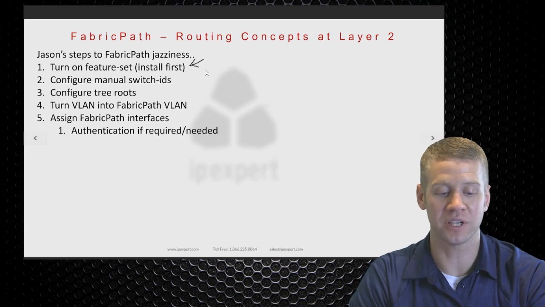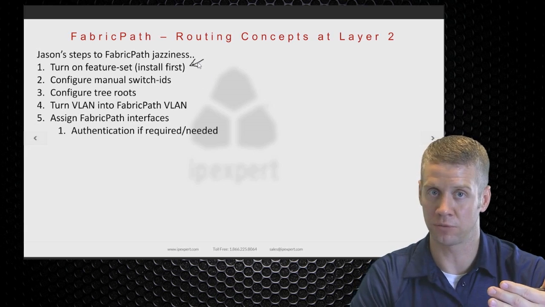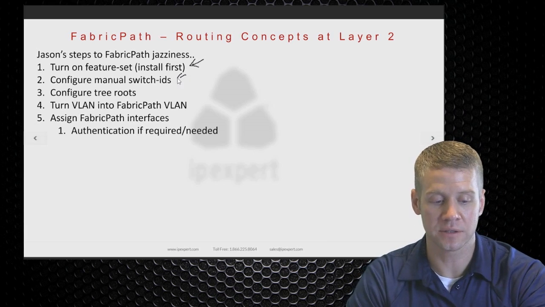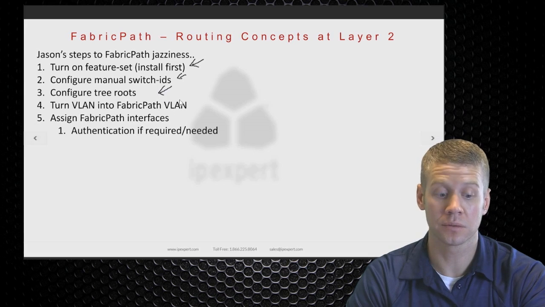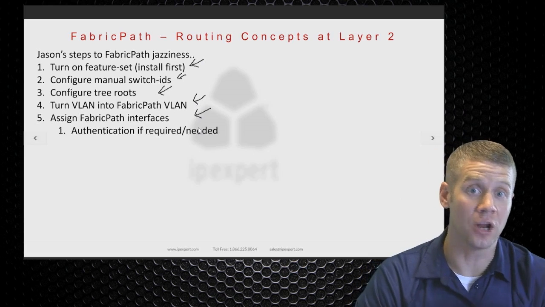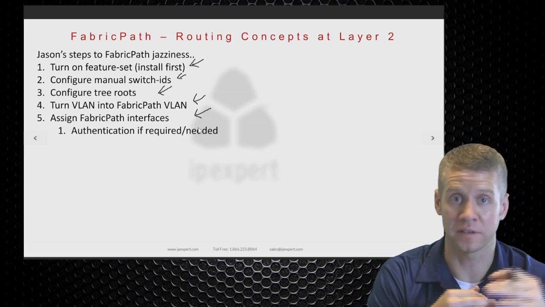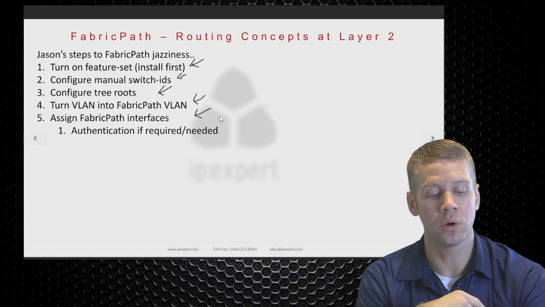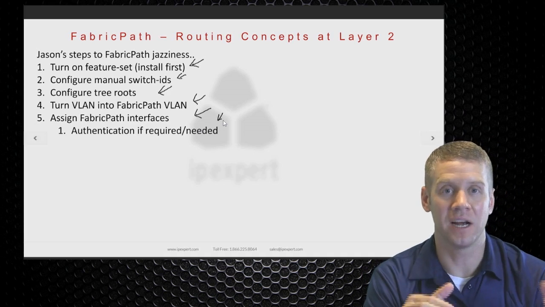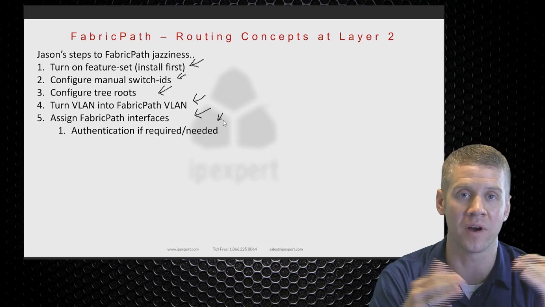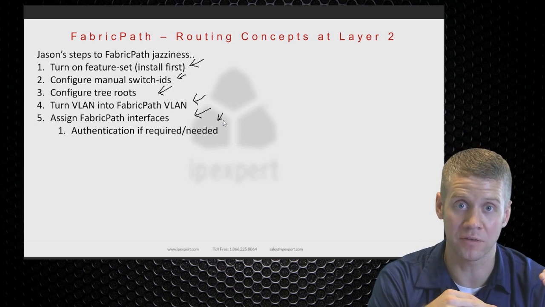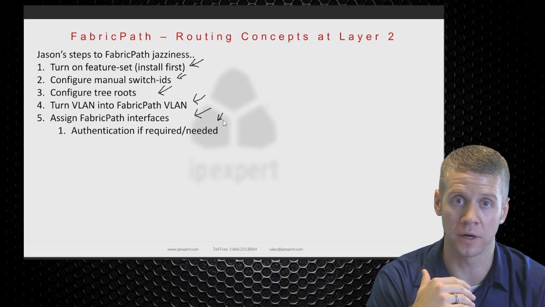I'm going to turn on the feature set. Like I mentioned earlier, I'm going to repeat so that you guys get the process down. We're going to do the switch IDs, assign the tree roots, do the VLANs, and do the interfaces. Then and only then, after we've verified that traffic's flowing and adjacencies are up, will we do anything like authentication. Never ever do authentication before you verify that the topology is up. Get it up at the most basic level, and then layer that extra stuff on as you go.